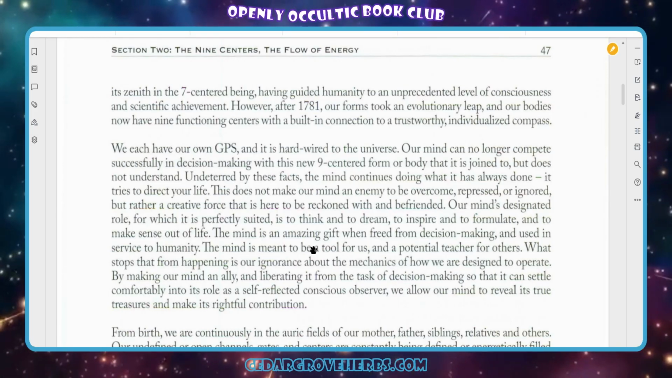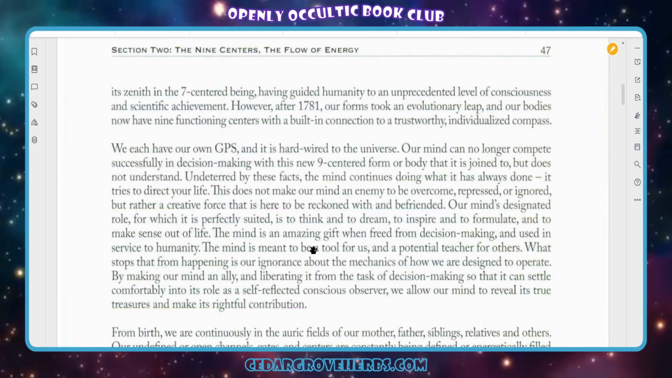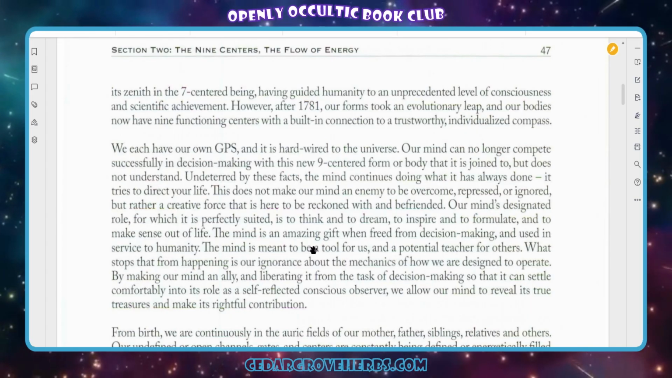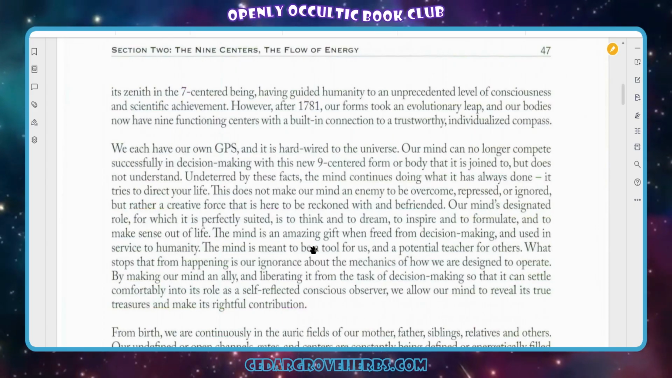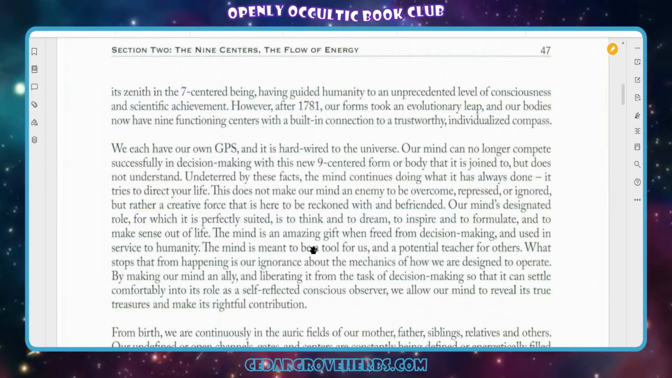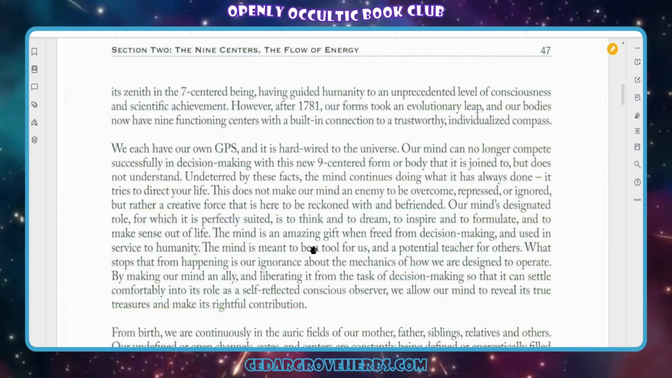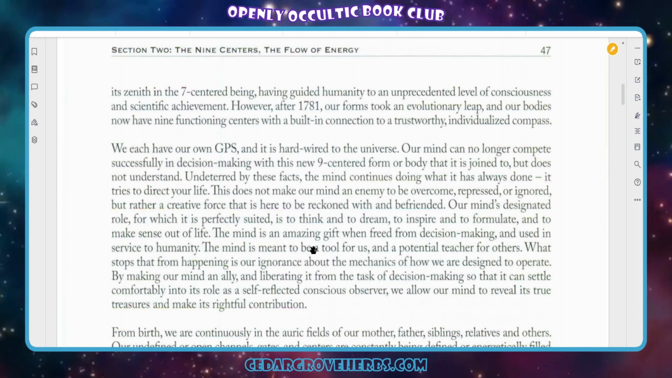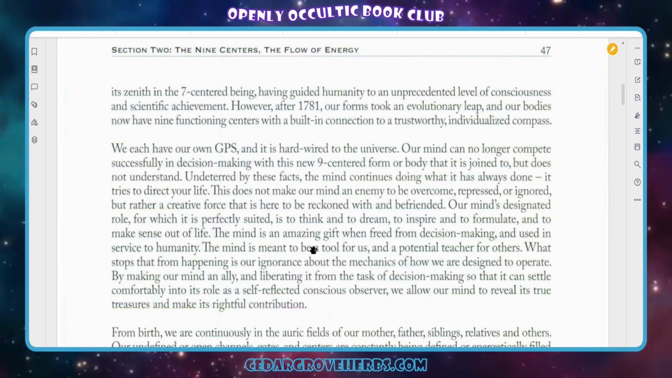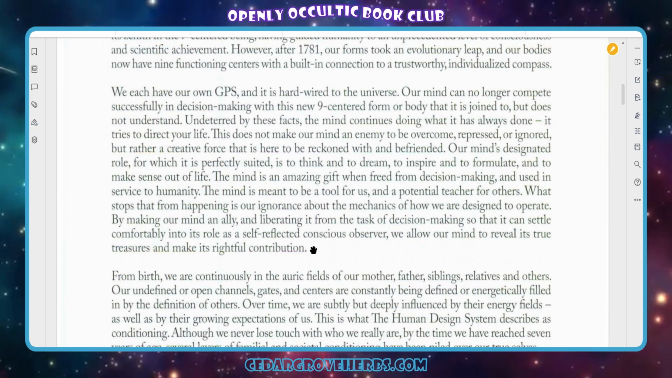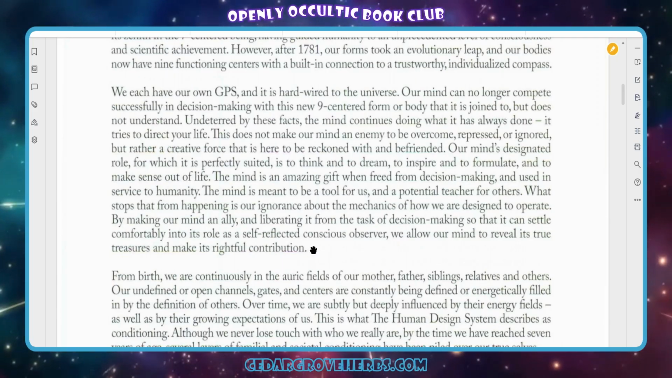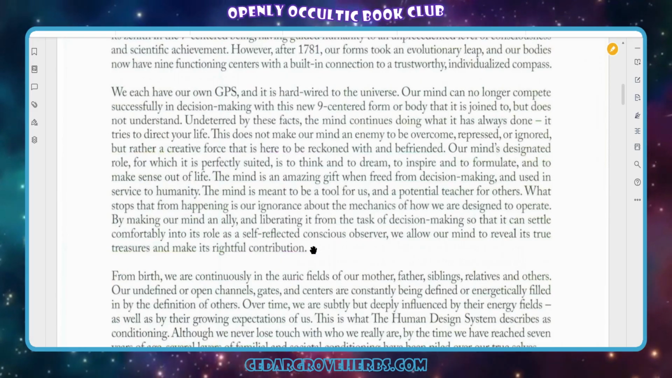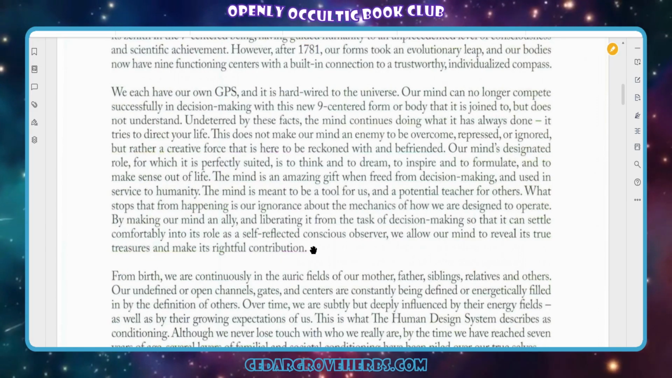Our mind's designated role, for which it is perfectly suited, is to think and to dream, to inspire and to formulate, and to make sense out of life. The mind is an amazing gift when freed from decision making and used in service to humanity. The mind is meant to be a tool for us and a potential teacher for others. What stops that from happening is our ignorance about the mechanics of how we are designed to operate.